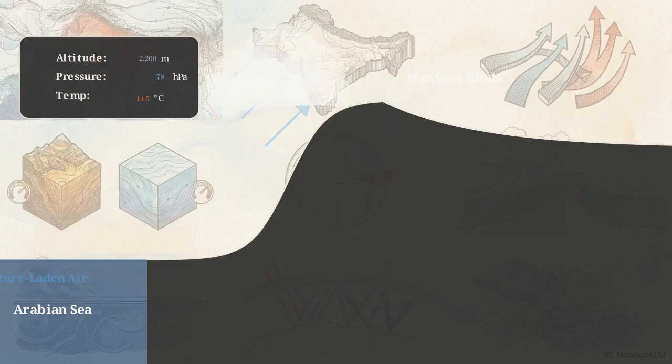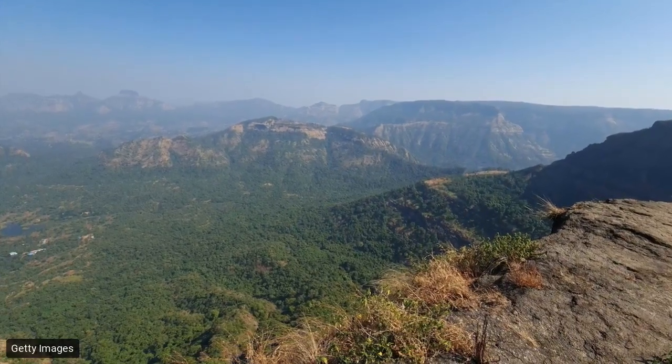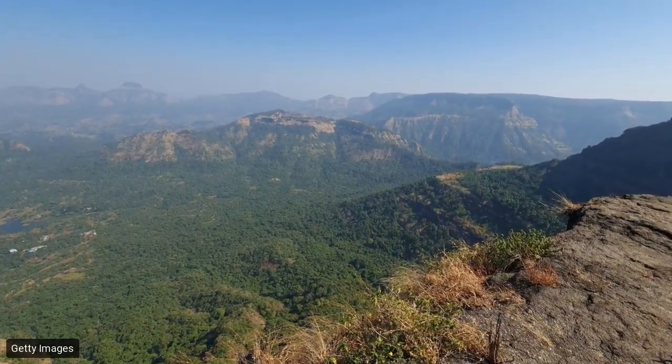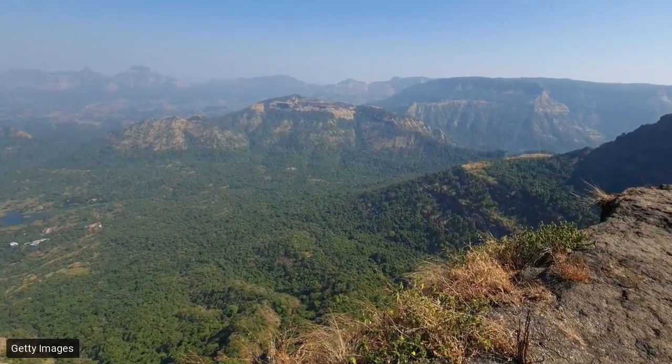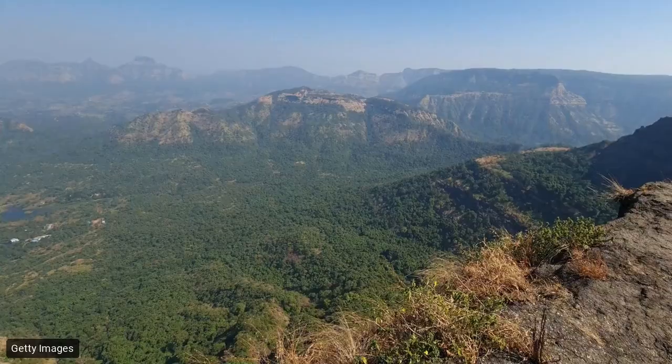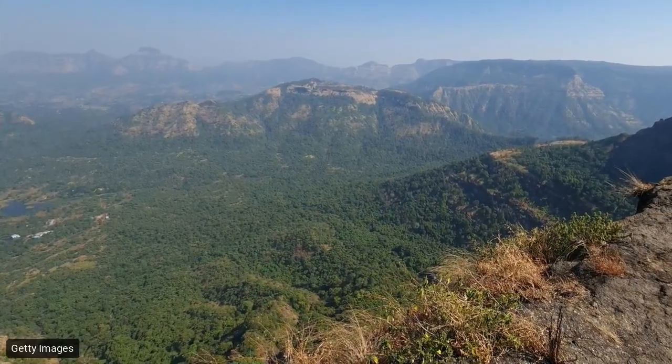The air is forced upward. As it gains altitude, atmospheric pressure drops and the air cools. The moisture it carries rapidly condenses. This process, the orographic effect, triggers intense precipitation. Over 11,000 millimeters of rain fall annually on this windward coastal strip, creating thriving, water-rich ecosystems.